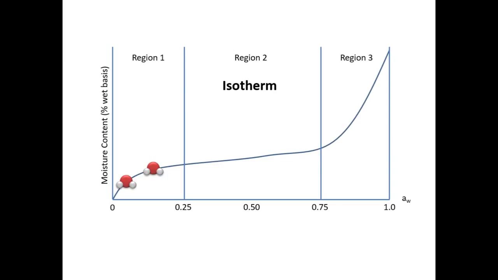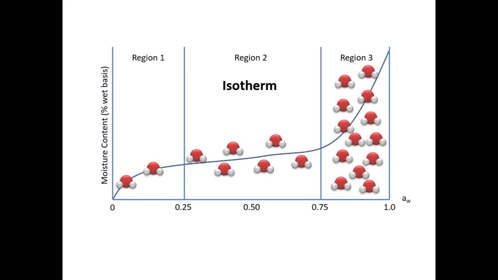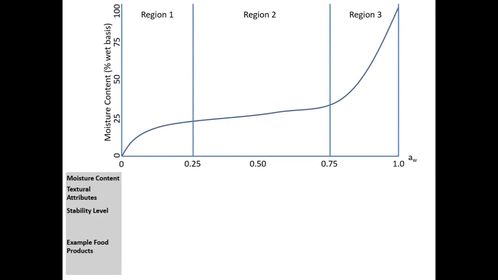Water molecules are tightly held by the food and have limited mobility. In region 2, moisture content is still relatively low, but water activity increases rapidly with small increases in moisture. Water molecules interact with the food, but have some mobility. In region 3, both moisture content and water activity are high, and water molecules have high mobility. In addition to different moisture contents, foods in each of these regions have different textural properties. Foods in region 1 tend to have a dry or crisp texture. Foods in region 2 tend to have a chewy or moist texture. And foods in region 3 tend to have a soft or juicy texture.